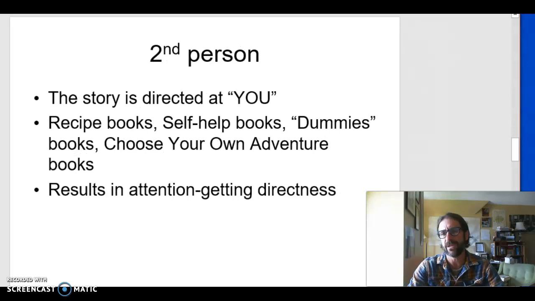There's second-person. We're not going to read any second-person stories. They deal with the you perspective. Instead of I went to the store or he went to the store, it would be you went to the store. It's a strange narrative technique. It can be a very provocative one. I've read a number of great short stories that use it. Recipe books, self-help books, Chess for Dummies or Minecraft for Dummies, use those kinds of you perspective. It definitely results in attention getting directness, and it stands out from the other types.